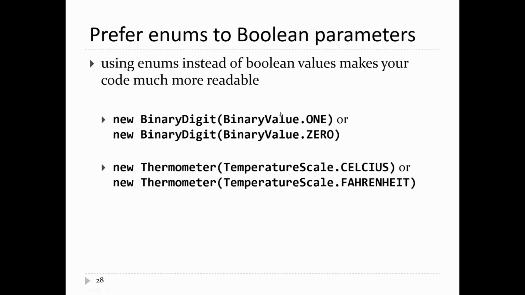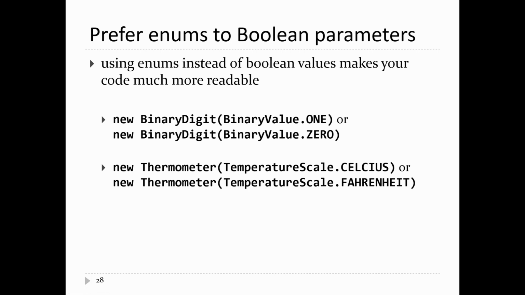Instead of doing that, if you create an enumeration that represents the two values that you want the user to be using, right? So for binary value, you might define the values 1 and 0, right? Now it's very obvious what's going on, right? Someone's making a binary digit whose value is 1, right? Someone's making a binary digit whose value is 0, right? Someone's making a thermometer whose scale is in Celsius. Someone's making a thermometer whose scale is in Fahrenheit, right?